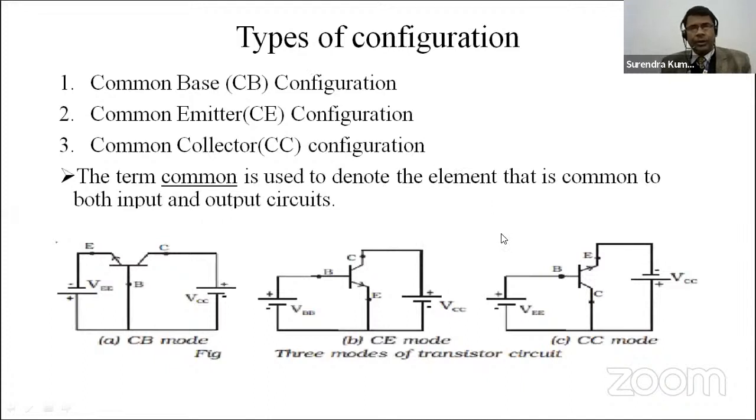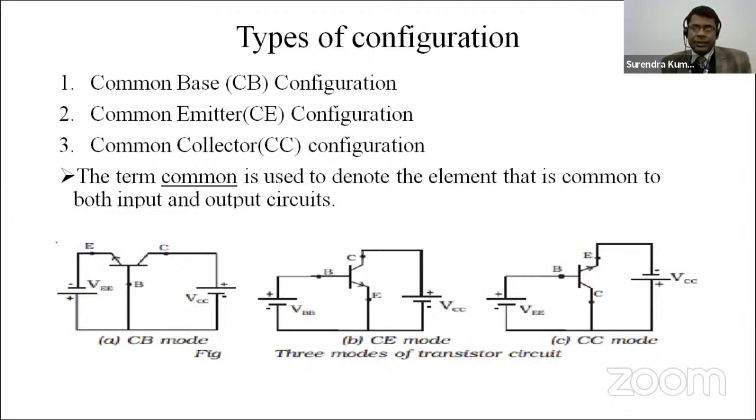Types of configuration. Let's talk about these three different types of configuration. First one is common base configuration. Second one, common emitter configuration. And third one is common collector configuration. The term common is used in these three configurations, which denotes the element that is common to both the input as well as the output circuit or output side.